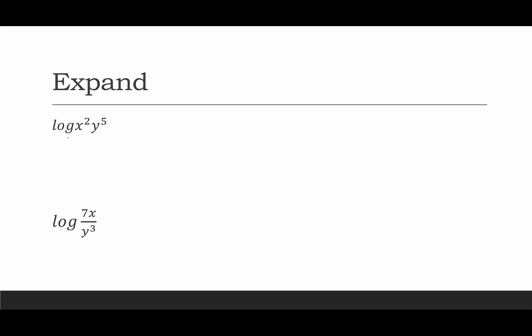Let's combine the rules. The log of x squared times y to the 5th. I see a multiplication, which turns into addition. So I have the log of x squared plus the log of y to the 5th. I'm going to bring the power down. I have 2 log of x plus 5 log of y.